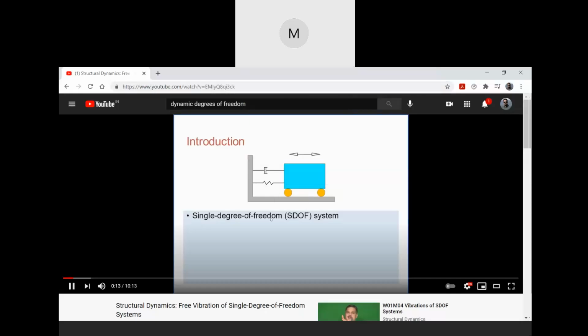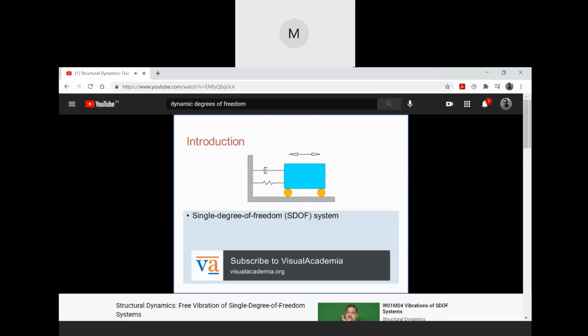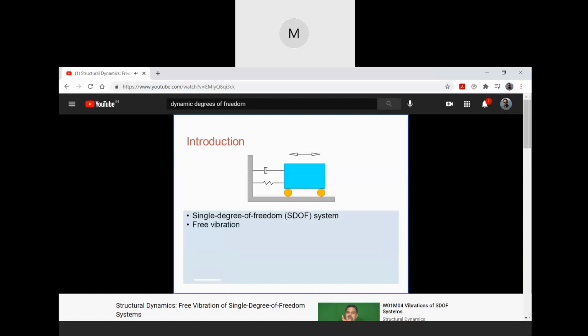We are going to study the dynamic behavior of the simplest form of structural system, which is the single degree of freedom system. As the definition suggests, this system can move in only one direction, such as the car shown in the figure, which can move only back and forth. In particular, this lecture focuses on free vibration, which is initiated by inducing an initial displacement and an initial velocity to the system, and then letting it free to vibrate without any external force acting on it.